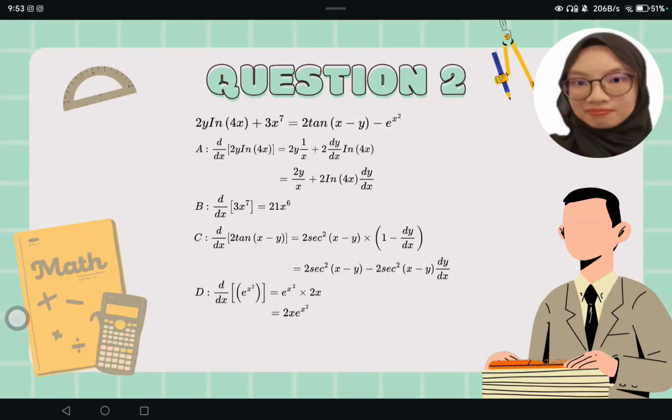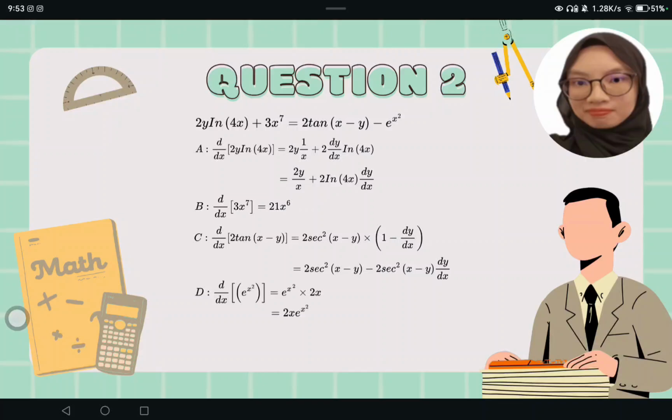Simplifying this, you will get 2y over x plus 2 natural logarithm of x dy over dx. For part B, you have to differentiate 3x to the power of 7, which gives 21x to the power of 6. For part C, you have to differentiate 2 tangent of x minus y, which equals 2 secant squared of x minus y times 1 minus dy over dx.